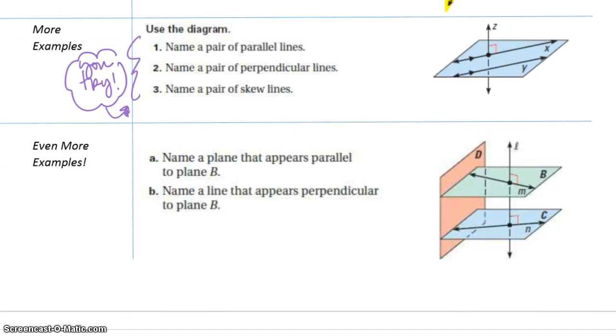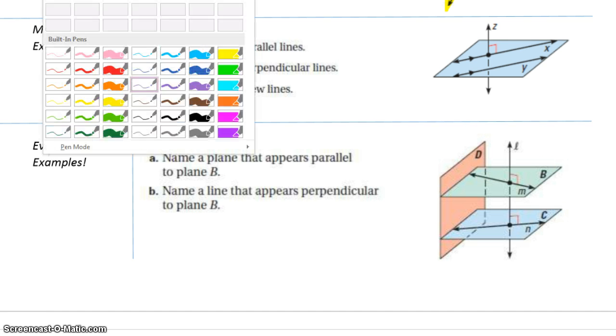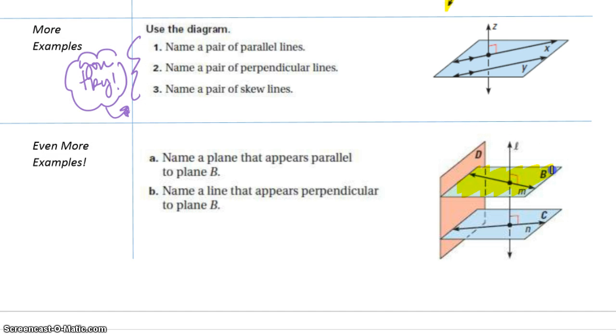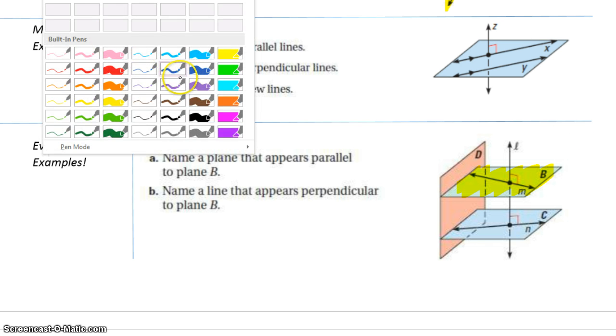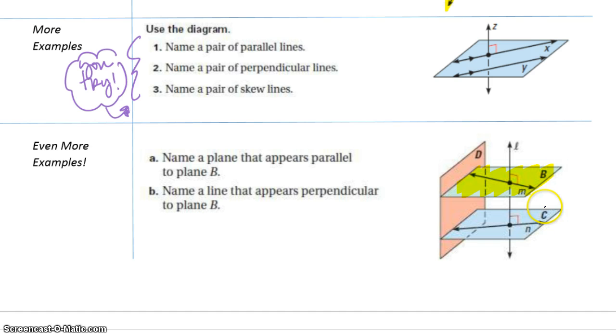Let's do this. Name a plane that appears parallel to plane B. Well, first, find plane B. Plane B is here. What plane looks like it's parallel to that plane? Well, if you look, it looks like plane C is parallel to that plane. Plane C, not plane D. That doesn't look parallel.